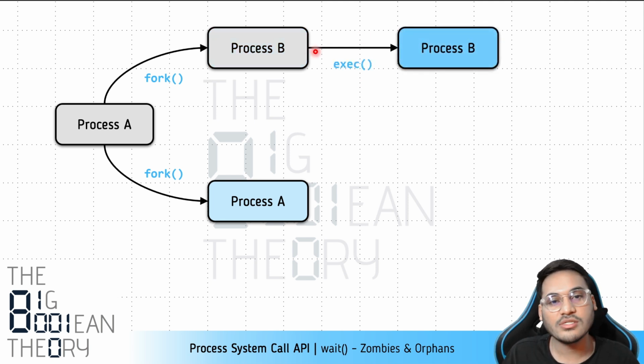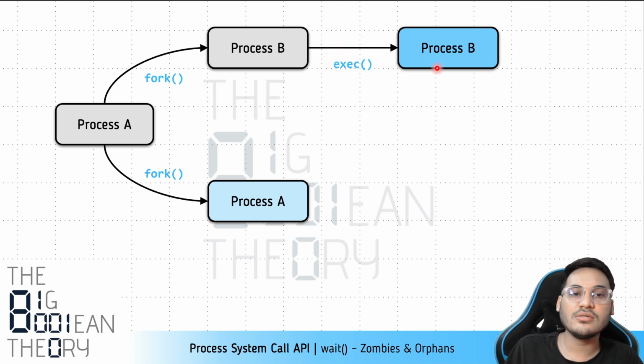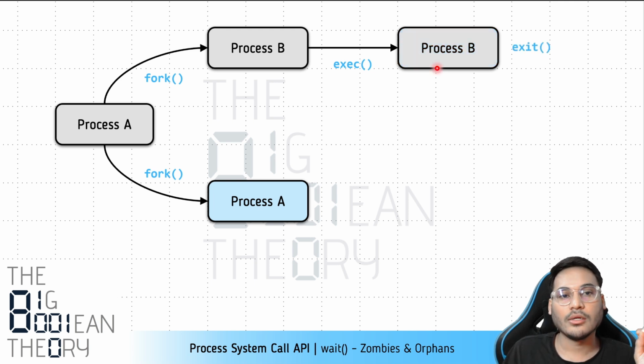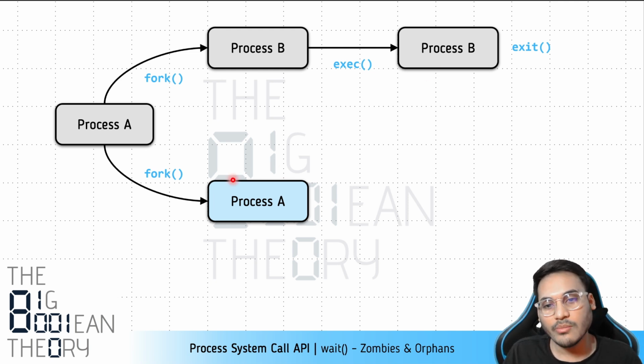It calls the exec system call, which is optional, but I've included it for the sake of completeness, and executes some other program. Once the job of process B is done, it exits. Now, once it exits, this is the scenario that we have: the parent process has not yet called the wait system call, and process B has exited.